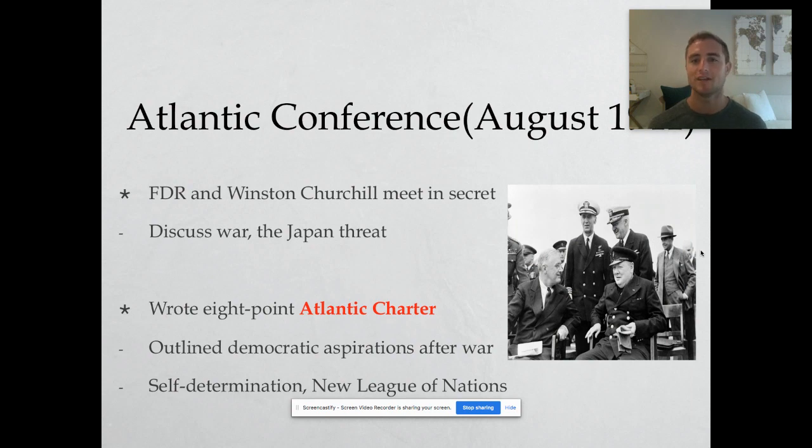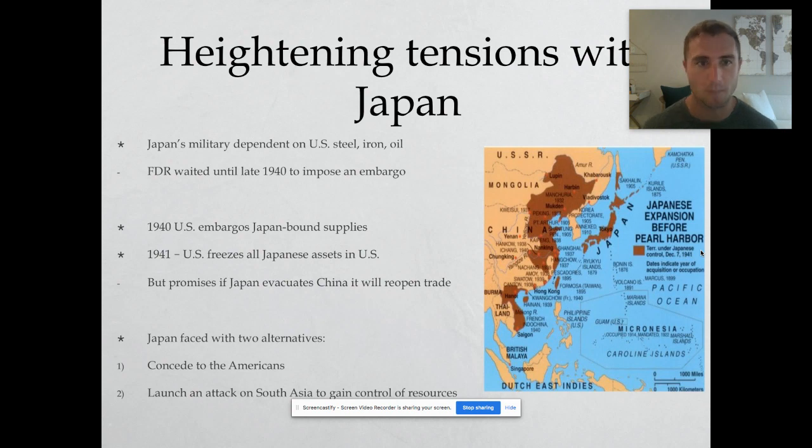The Atlantic Conference, meeting in secret on a warship outside of Canada, Churchill and FDR meet to discuss the threat of Japan and the war. They write an Atlantic Charter, very Wilsonian in its views of the post-war, after the war, self-determination of the countries that are liberated from the Nazis, etc. Clearly here, once again, another very unneutral act by these two countries. And here we are in August of 1941. So we are on the doorstep of the attack at Pearl Harbor. And speaking of the attack at Pearl Harbor, what is going on with the US and Japan?